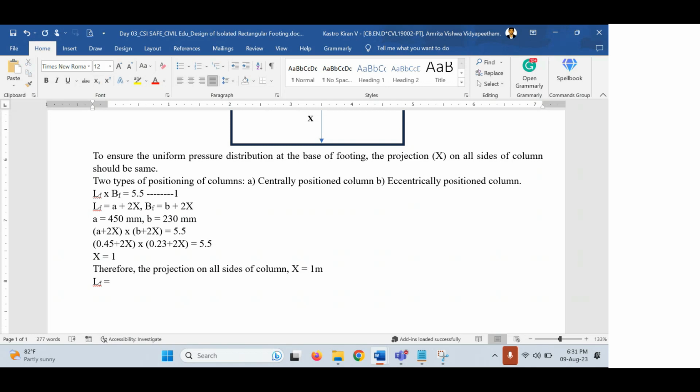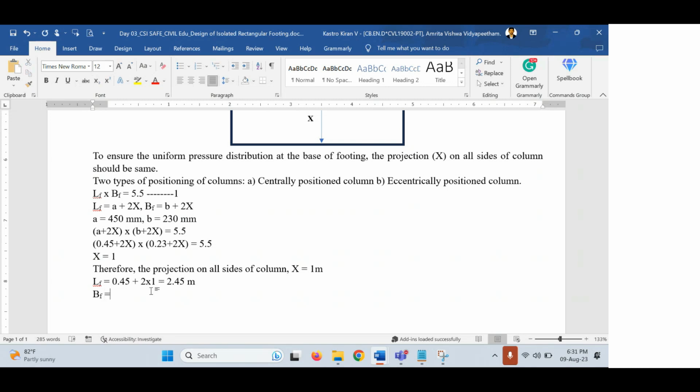So what is A? A is 0.45. I'm just solving A plus 2x. The value of A is 0.45 plus 2 times x. The x value is 1, so 2 into 1, that equals 2.45 meters. Similarly, we also have to find BF, that is the width of the footing.